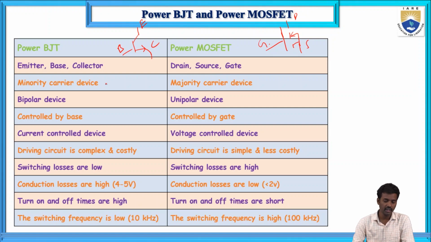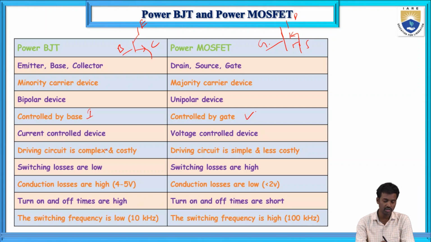The BJT is a minority carrier device, and the MOSFET is a majority carrier device. The BJT is a bipolar device, and the MOSFET is a unipolar device. Already we discussed all these topics, and I am just giving the final conclusions about BJT and power MOSFET. The BJT is controlled by base current, and the MOSFET is controlled by gate voltage. Because of that reason, BJT is a current control device, and MOSFET is a voltage control device.